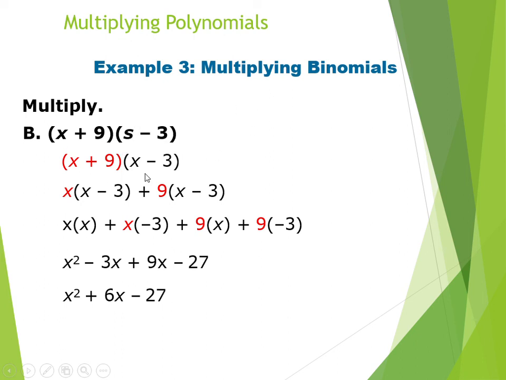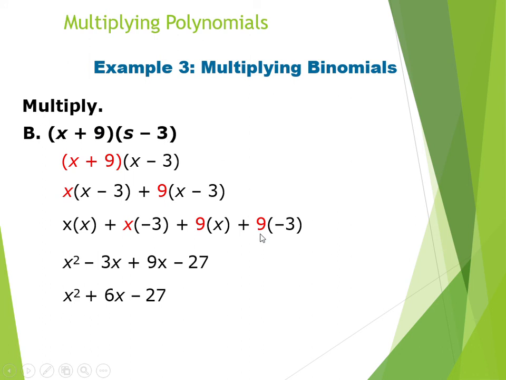So again, let us follow the steps in using the FOIL method. All you have to do is multiply the first. So x times x, you will be having x squared. And x times negative 3, for the outer, that is negative 3x. And for the inner, we have positive 9 and x. So 9 times x, that is 9x. And for the last term, the constant, it will be 9 times negative 3.